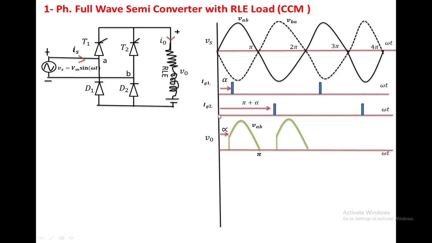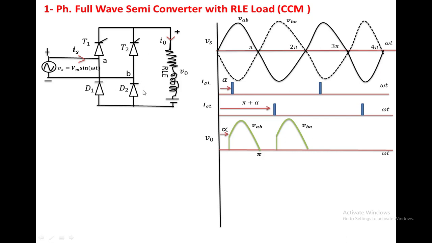At pi plus alpha, we apply the triggering voltage to T2, so T1 will be off and T2 will be on. Once T2 is on, again the load is connected to the source through T2 and D1. Now the output voltage becomes VBA from pi plus alpha to 2 pi. After 2 pi, the input voltage is reversed again: this is plus, this is minus. With this polarity, D1 will be off, whereas D2 will be conducting because it is forward biased.